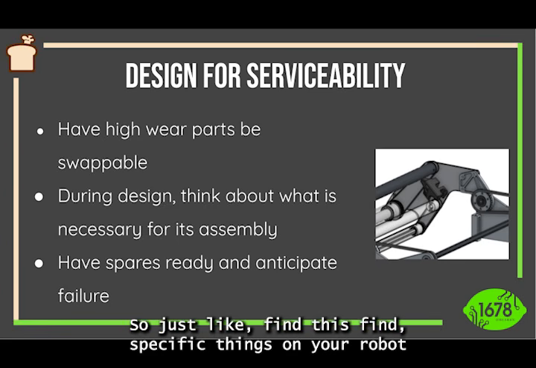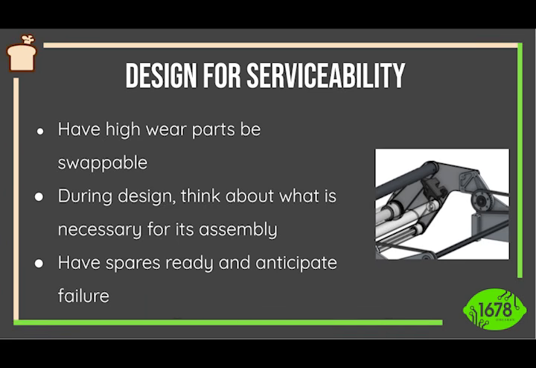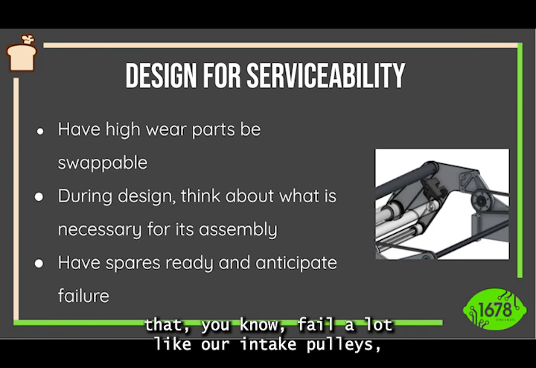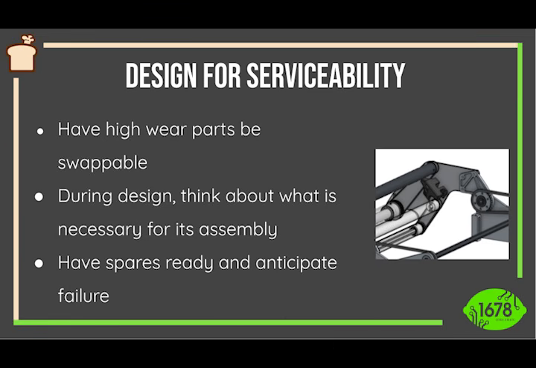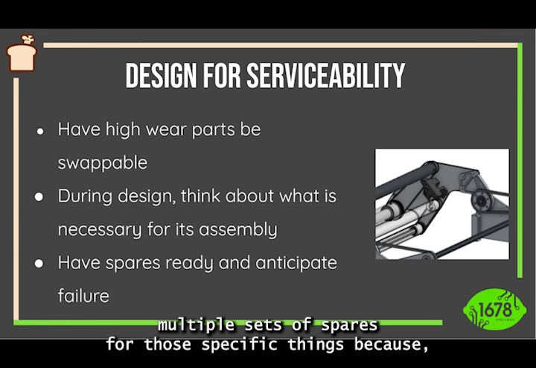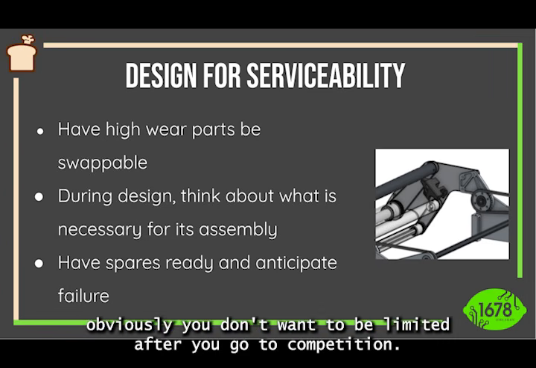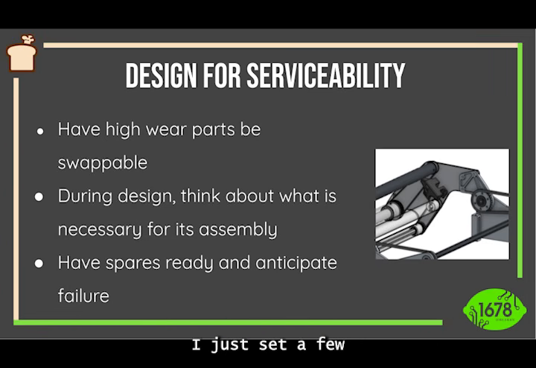Something else is finding specific things on your robot that you know fail a lot. Like our intake pulleys, or this specific intake gear that grinds down a lot. We make sure to have multiple sets of spares for those specific things, because obviously you don't want to be limited after you go to competition by just a few factors.